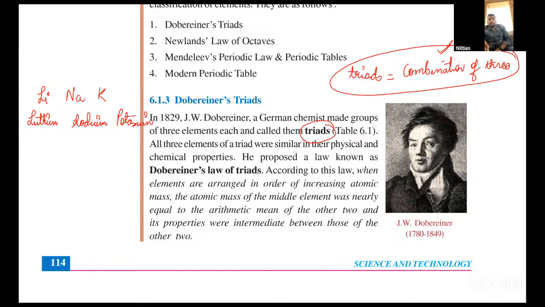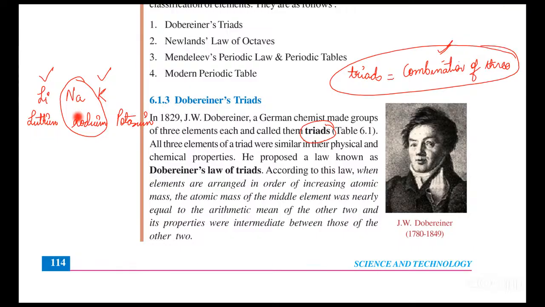Okay, so now what Döbereiner's triad says is that the average of the first and the last atomic mass is equal to the middle one. Yes or no? I'm repeating again. What Döbereiner's triad says is that the average of the first and the last one is equal to the middle one.